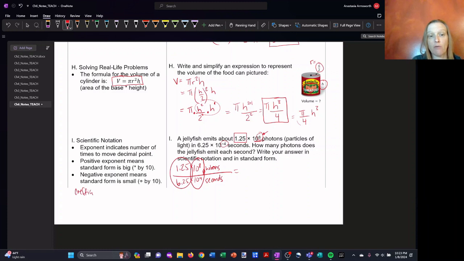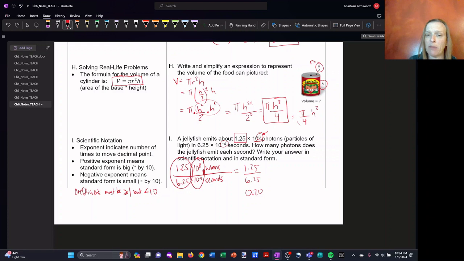So if that's not something you remember, you might want to add it into your notes. Coefficient for correct scientific notation must be greater than or equal to 1, but less than 10. Okay. So if I've got 1.25 divided by 6.25, that's going to equal 0.2. And we're going to focus on those exponents next.